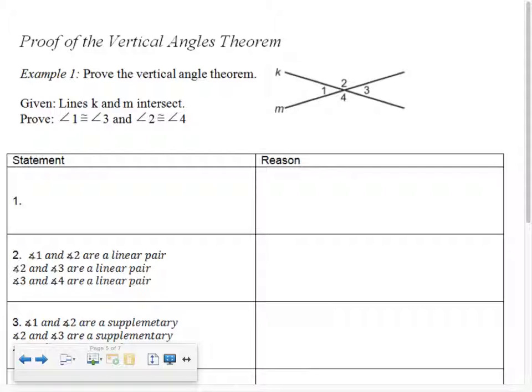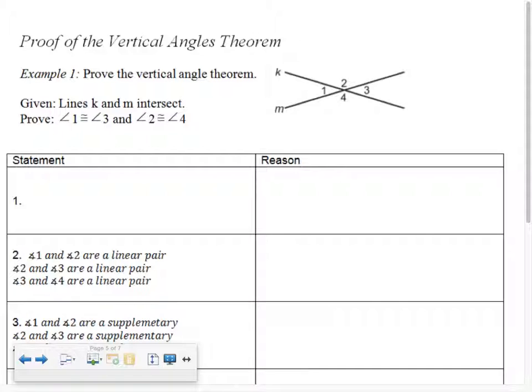The next proof we have is for vertical angles theorem. Remember that vertical angles are congruent. So here we have some of it filled out. I'll again just complete the statements and then see if we can finish it up doing the reasons.